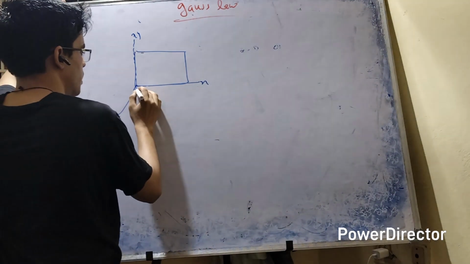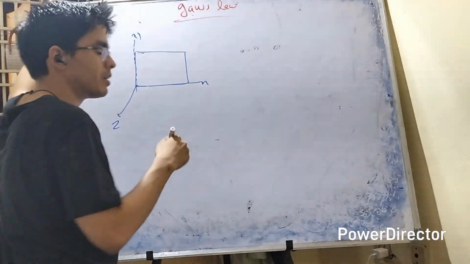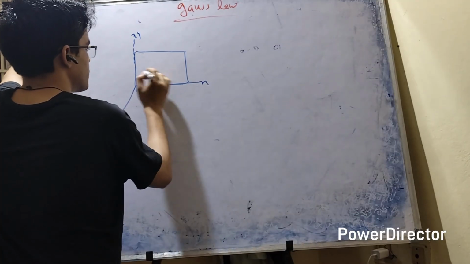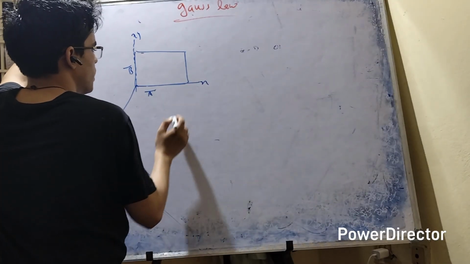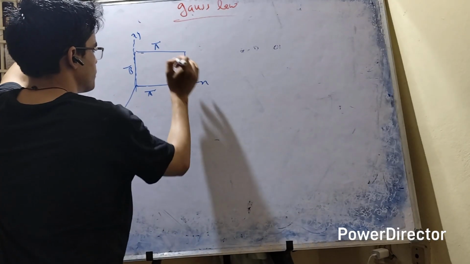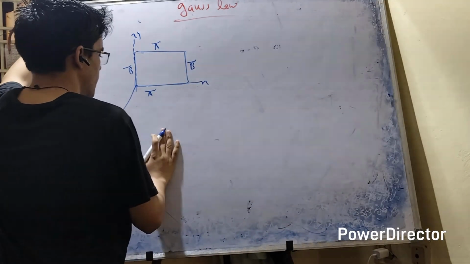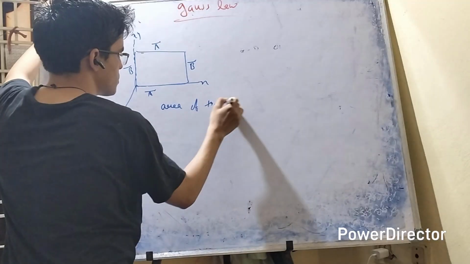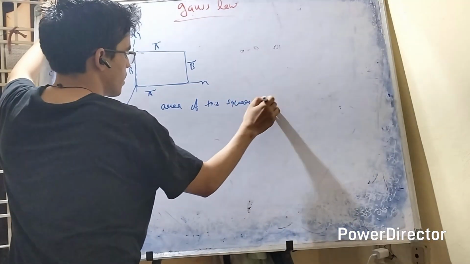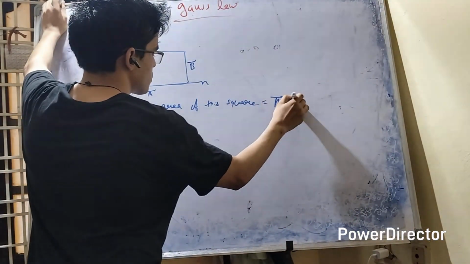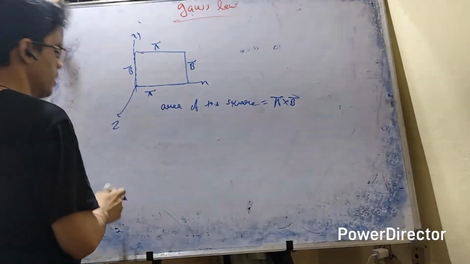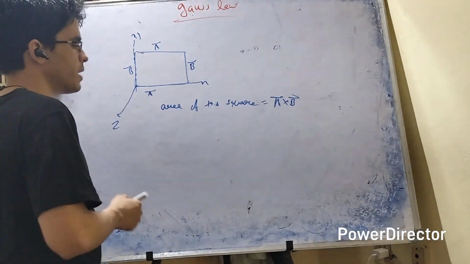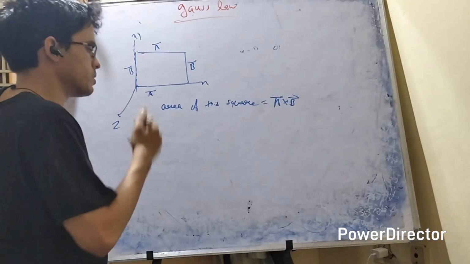Assume this length is given in terms of a vector, correct? And suppose this is given as a vector, and this will also be a vector, and this is also a vector. What is the area of this square or parallelogram? It will be equal to a vector cross b vector.